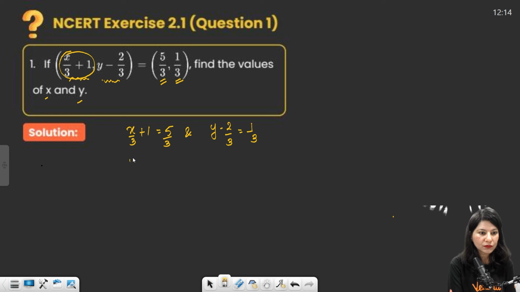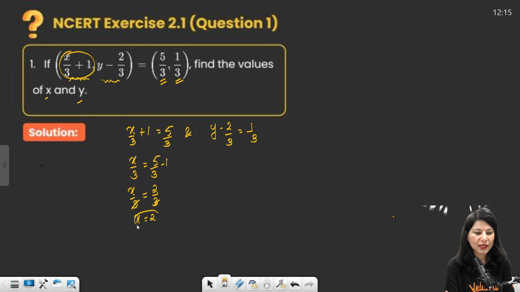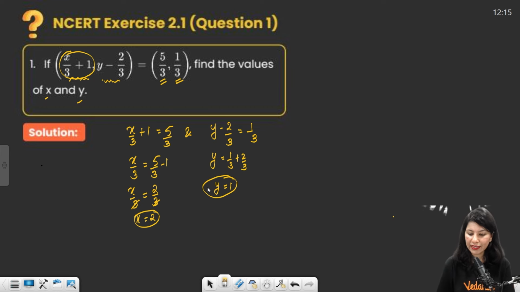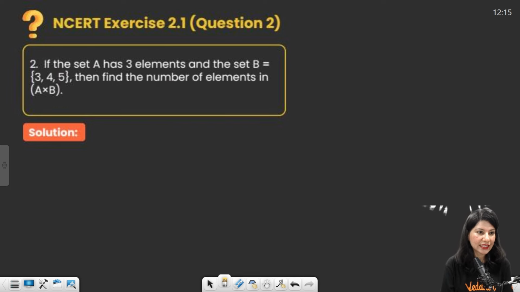So x/3 equals 5/3 minus 1. So x/3 will be equal to 2/3. So 3 and 3 cancel, and x comes out as 2. And what about y? Similarly, y equals 1/3 plus 2/3. So y from here is clearly 1. So 2 and 1 are the final answers. Very easy question, the first question. Now let us move on to the next problem.